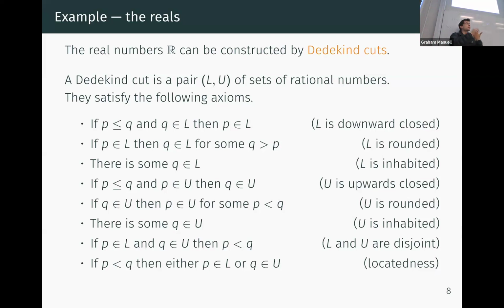Because it's strict inequality, so even if you have a rational, whenever you have two rationals, it still works. Oh, yeah, sorry. Okay, cool. So this is the definition of reals by Dedekind cuts.